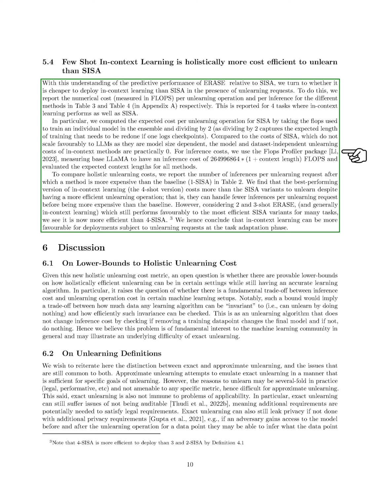However, when we considered the number of inferences per unlearning request, in-context learning, especially with 4 examples, turned out to be more costly than SISA. But with 2 or 3 examples, in-context learning was more efficient than the most efficient SISA variants for many tasks. This led us to conclude that in-context learning, particularly with a smaller number of examples, offers a more cost-effective solution for tasks that require frequent updates or corrections.